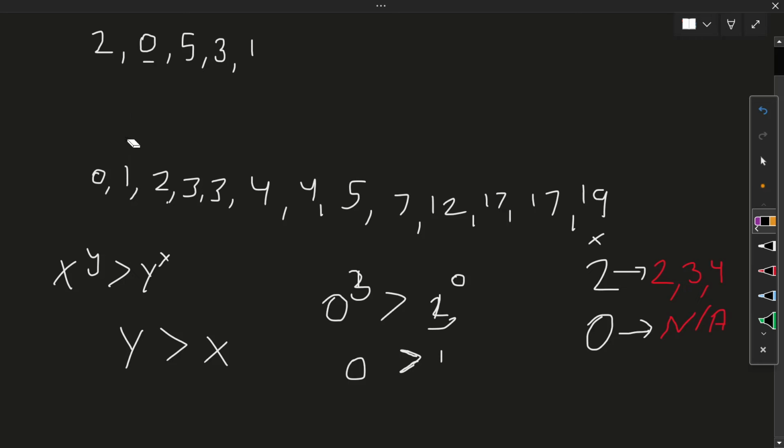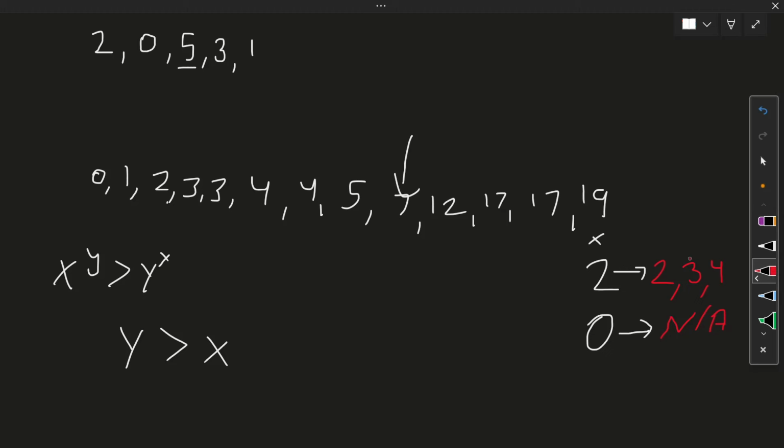What about 5? Next we have value 5. After 5 we have these values, but here is some exception. What about these values 0 and 1? Because these are smaller values. So I have x as 5 and y as 0. Is it correct? 1 is greater than 0. So this is also correct.